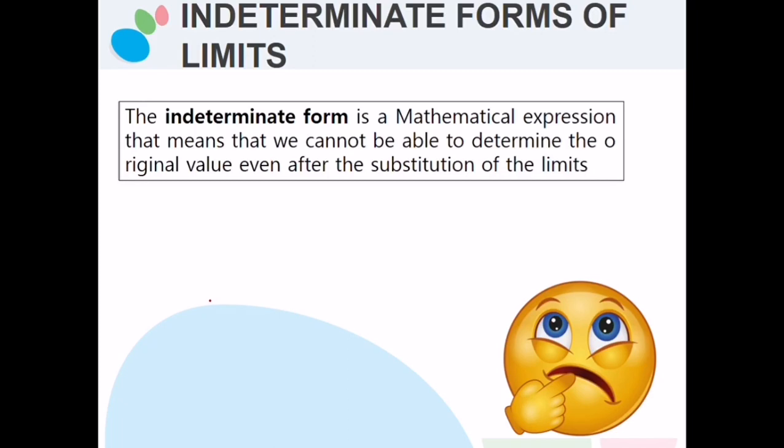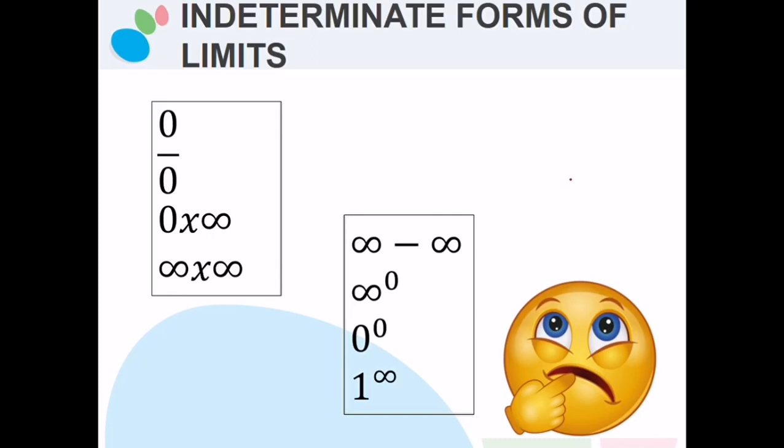So overall, we could say that an indeterminate form is a mathematical expression where we cannot determine the original value even after the substitution of the limits. So here are some of the indeterminate forms of limits.